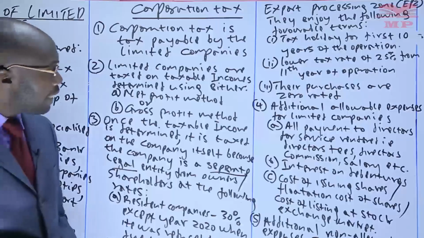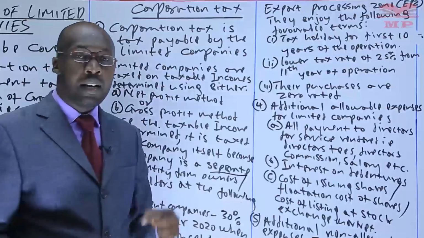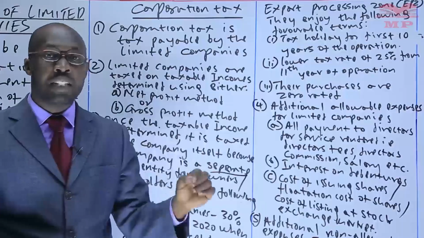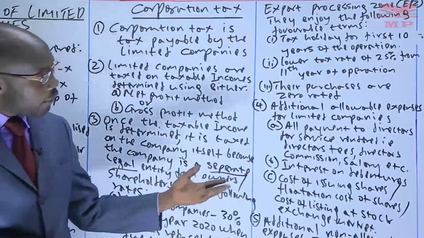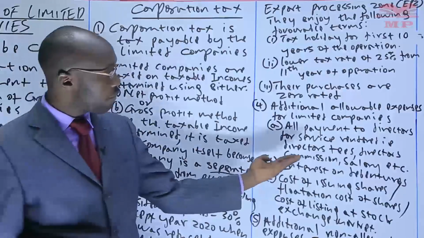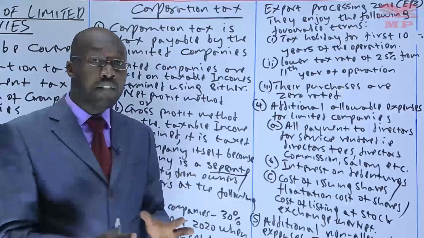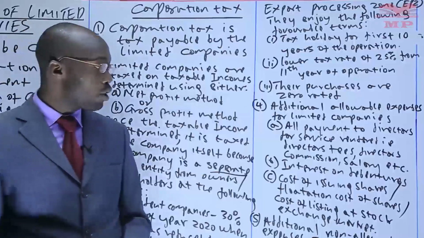One of them is the payment to the directors of the company for the service rendered. Directors are usually considered to be employees of the company. So if they render the service in any way and they are paid for that, that is supposed to be an allowable expense. You'll find it mentioned as director's fee, director commission, director salary, as long as it's for the service rendered, that is supposed to be an allowable expense.